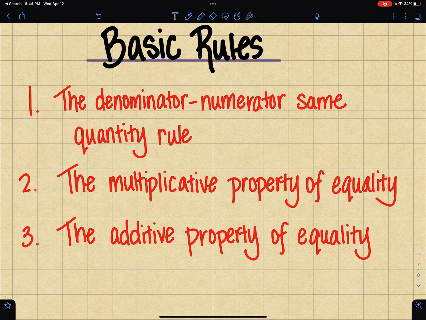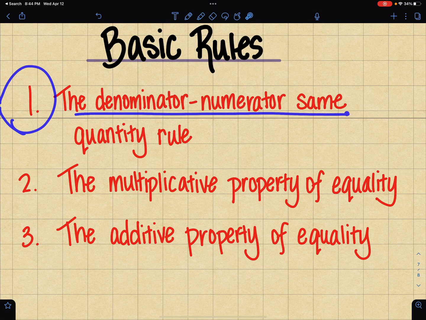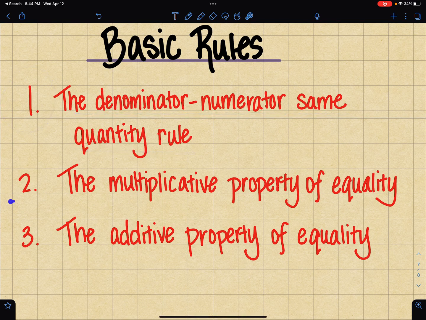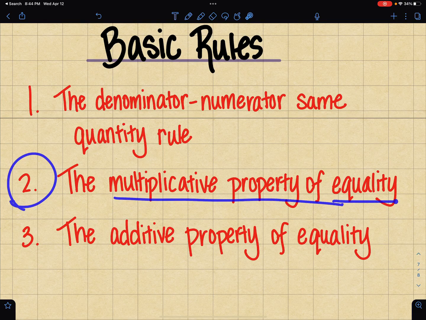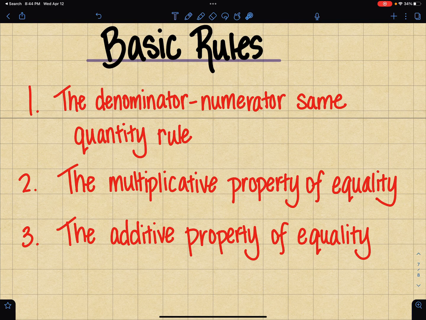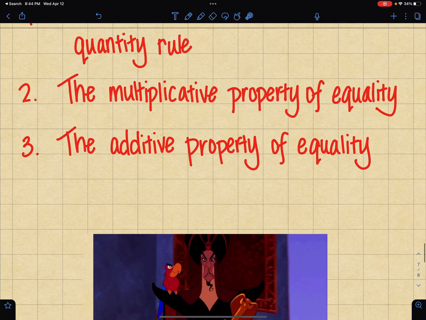Almost all of the things that we do in algebra can be explained by these three simple rules. The first one is the denominator, numerator, same quantity rule, which we just went over. The second one is the multiplicative property of equality. That means if you've got an equation, you can multiply this side of the equation by something and this side by something, and you didn't change the value. The additive property of equality is the same kind of thing. If you've got an equation, you add something to both sides. Yeah, you can do that. You didn't change the value of anything. So those are the rules of algebra, okay?